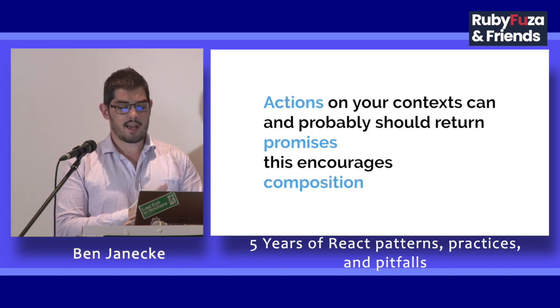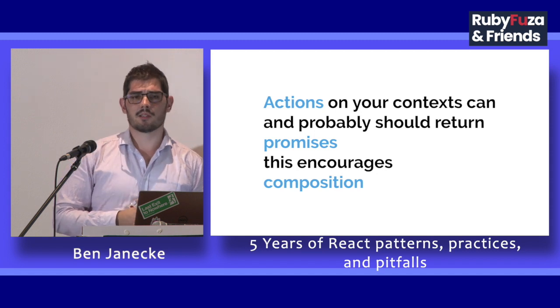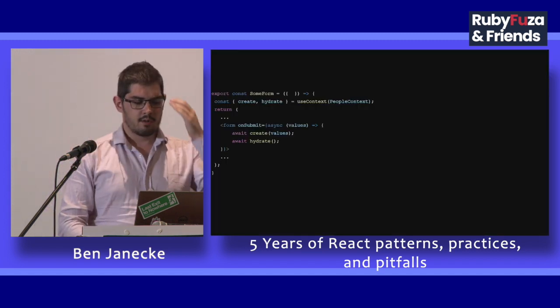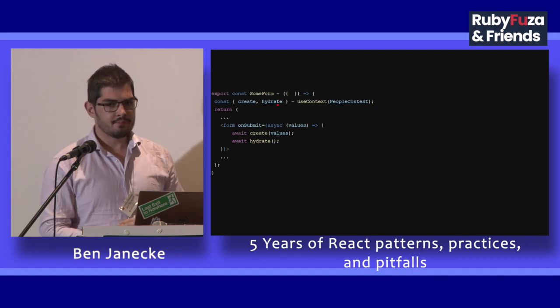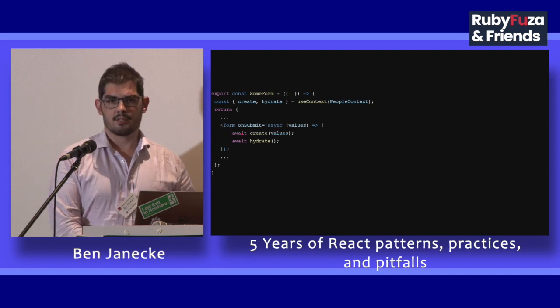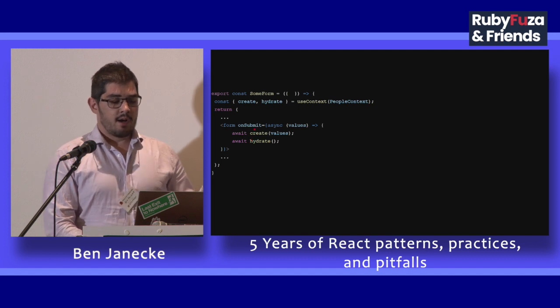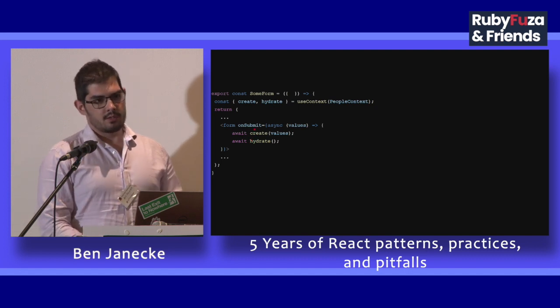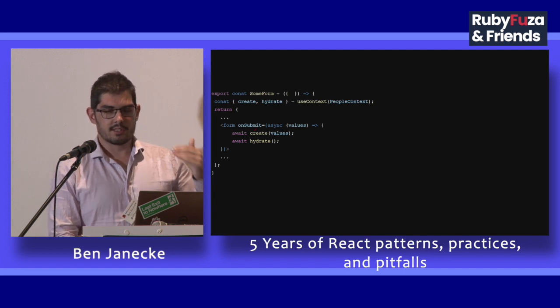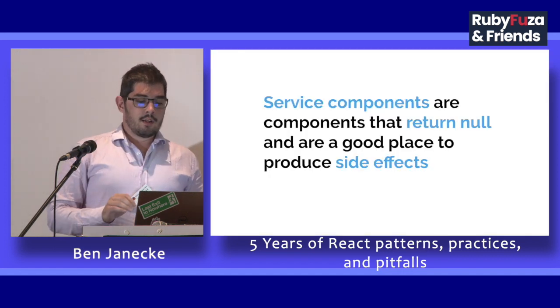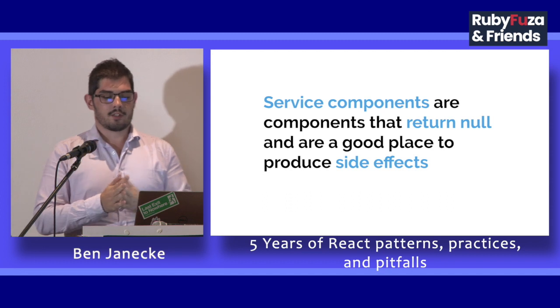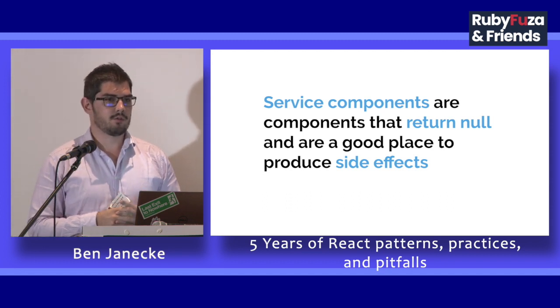Next up, actions on your context can and probably should return promises, because again, this encourages composition. A very simple example of this is I have some form, and from my context, I get create and hydrate. Hydrate is a convention I use for make this context have data. And when I'm done creating, I want to reload my context. So I can just wait for it to be done creating and then reload my context. This belongs in a service object or a service component. This is just an example to show you how you can compose promises together if you return them from your context.